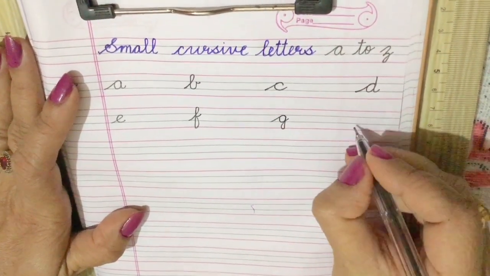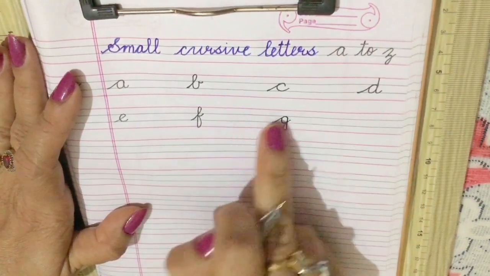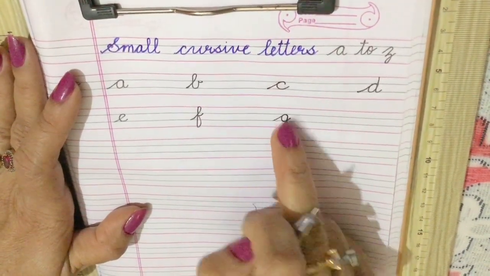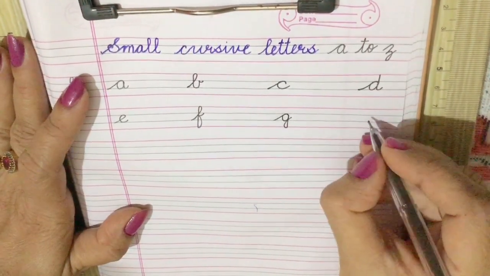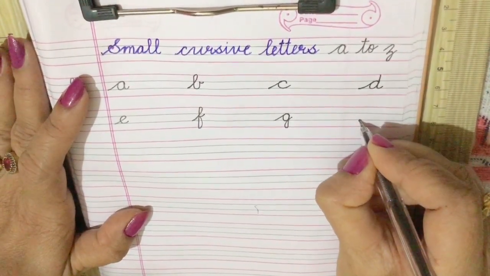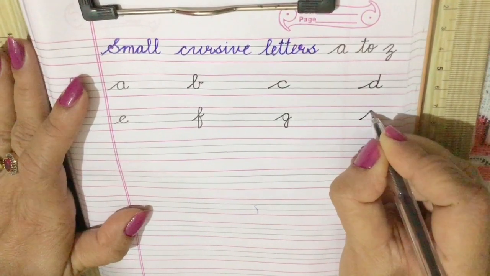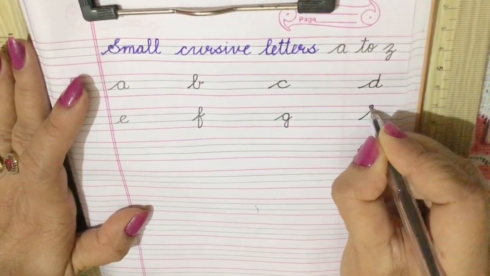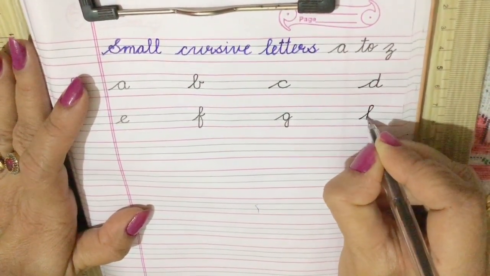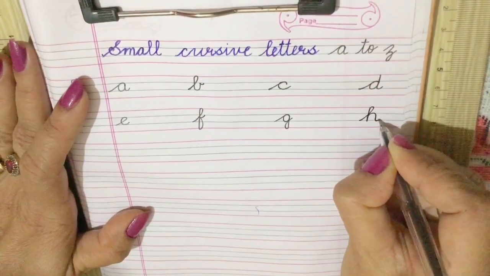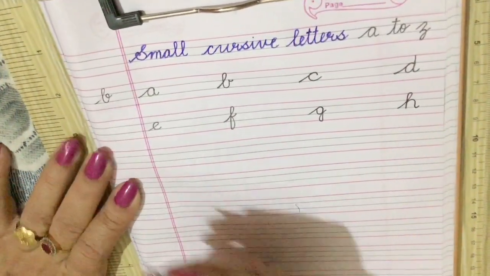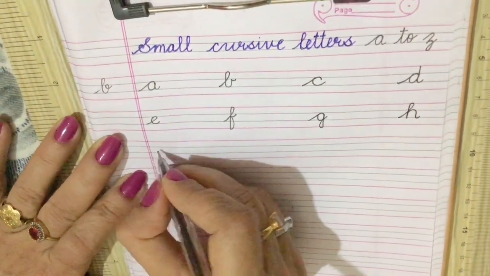After G, we'll write letter H. Now you don't have to take a finger gap. You will write at the bottom of these letters. Put your pencil here. Touch the red line. Make a loop here. Come straight and make a curve and end with the tail. Letter H. After H, we'll write letter I.